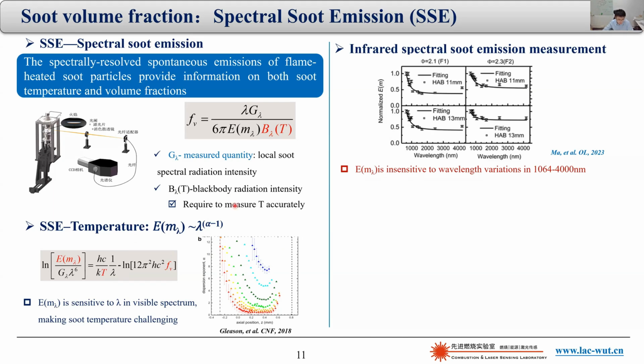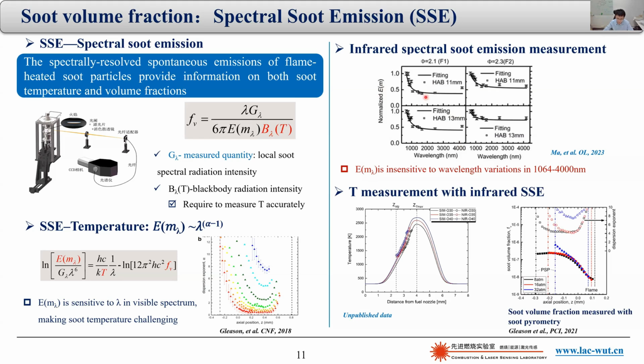Actually, in this regard, we recently found that if you use this mid-infrared spectrum regime, the refractive index is almost independent of wavelength. So here is our recent work that shows the variation of this refractive index as a function of wavelength. We confirm that in the visible spectrum below 1,000 nanometers, there is a big dependence of this E(m) as a function of lambda. But if you go beyond 1,000 nanometers, you will see the dependence on wavelength is drastically reduced.